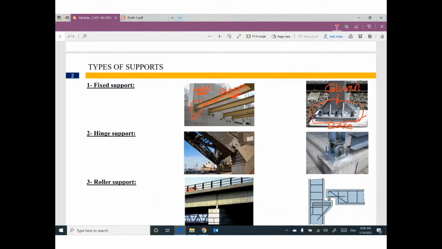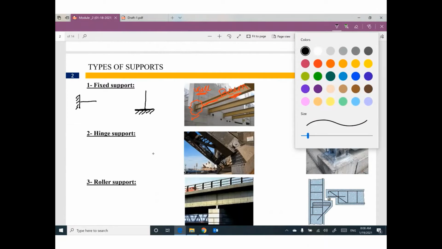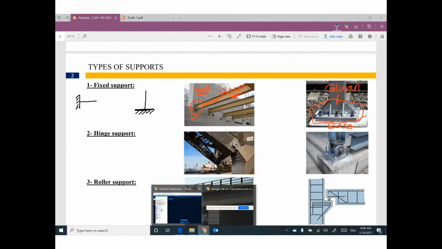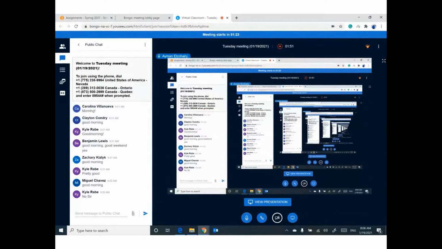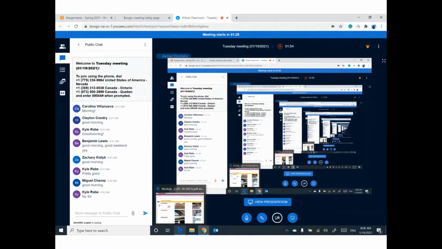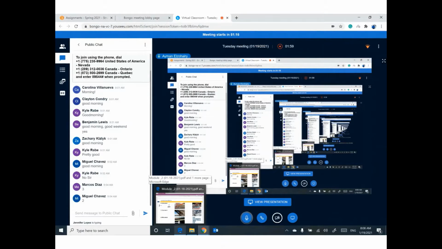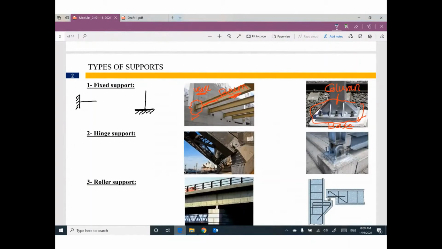In your problem, fixed support looks something like this. Fixed looks like this for a beam, or like this for columns. Do you remember how many reactions you have if you have fixed support? Anybody still remember from engineering mechanics? If you have fixed support, any answer? Thank you, Marcus. You are good.